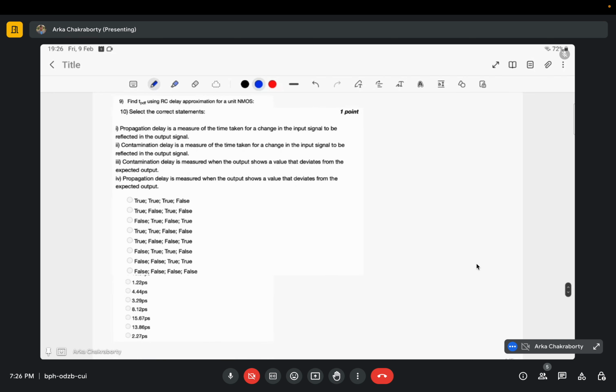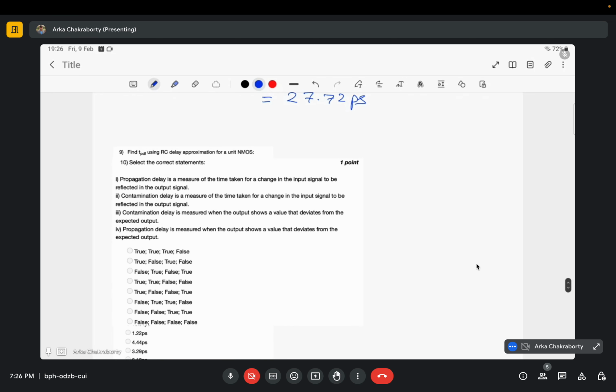Last two questions. Let us look into it. Find the propagation delay for falling using RC delay approximation for a unit NMOS.